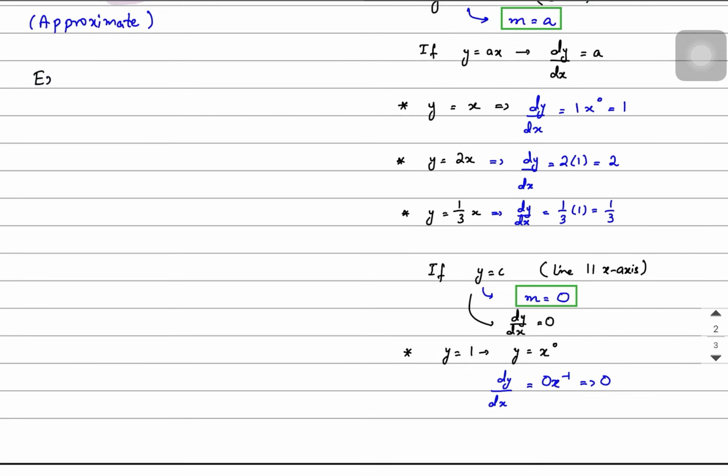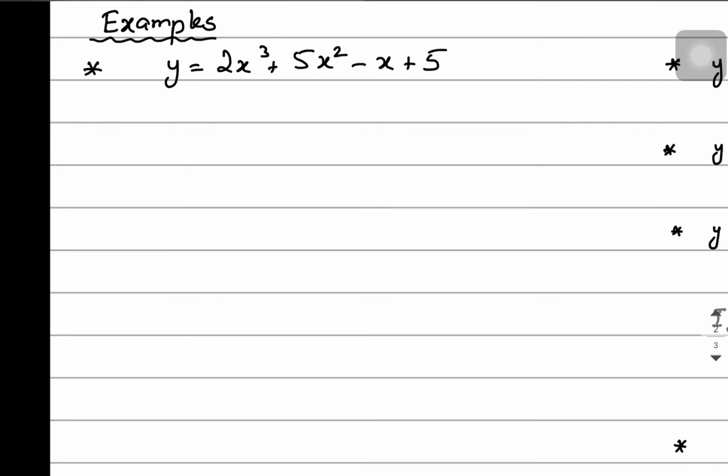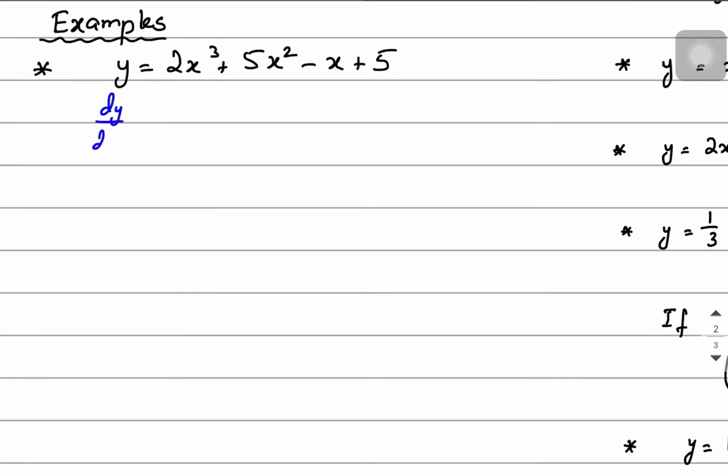Now we have some examples. Let's say we have y equals 2x cube plus 5x square minus x plus 5. If I'm going to find the derivative, the power comes down, 2 3s are 6, and 1 is subtracted from the power. 5 times 2 is 10, and 1 is subtracted from the power. The derivative of x is 1, 5 is a constant and the derivative of a constant is 0. So my final answer should be 6x square plus 10x minus 1.